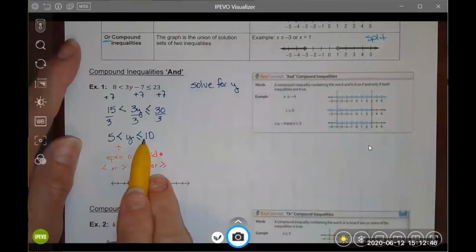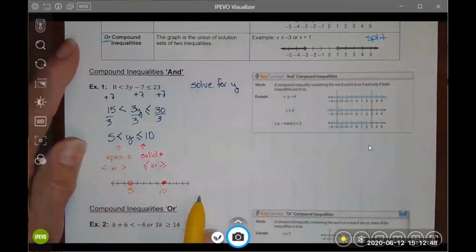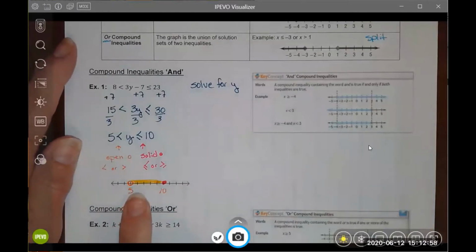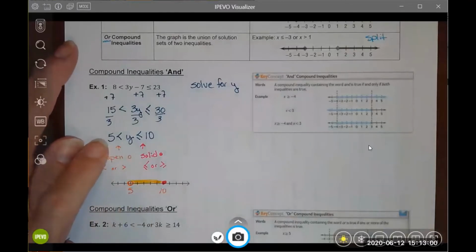This is the solution set written as an inequality. To graph that solution set, I want all points that are between 5 and up to and including 10. So this number line is exactly the same, it represents the same y values that this inequality represents.